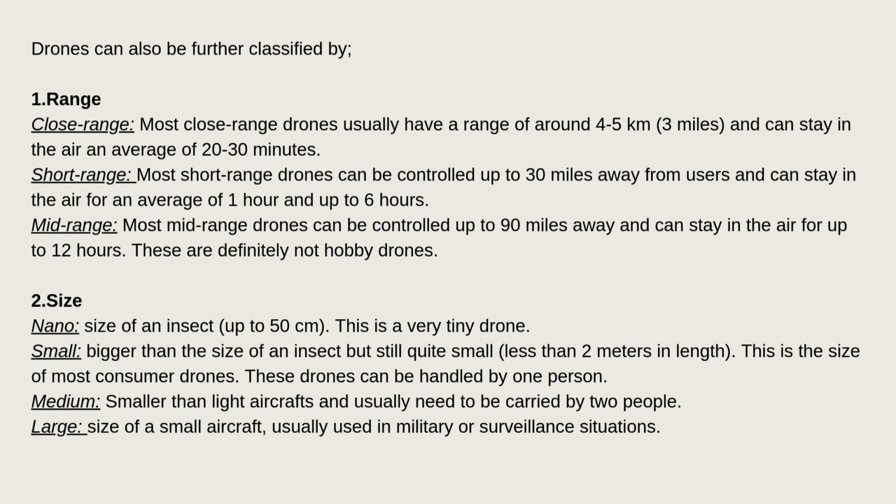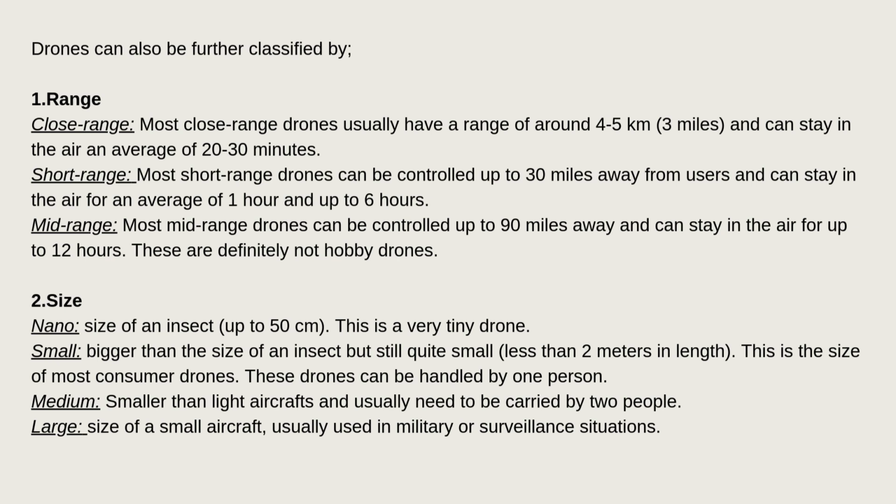UAVs can also be classified by range and size. Range: close range. Most close-range drones usually have a range of around 4 to 5 kilometers, 3 miles, and can stay in the air an average of 20 to 30 minutes. Short range. Most short-range UAVs can be controlled from up to 30 miles away from their users and can stay in the air for an average of 1 hour to 6 hours. Medium range. Most medium-range UAVs can be controlled from up to 90 miles away and can stay in the air for up to 12 hours.